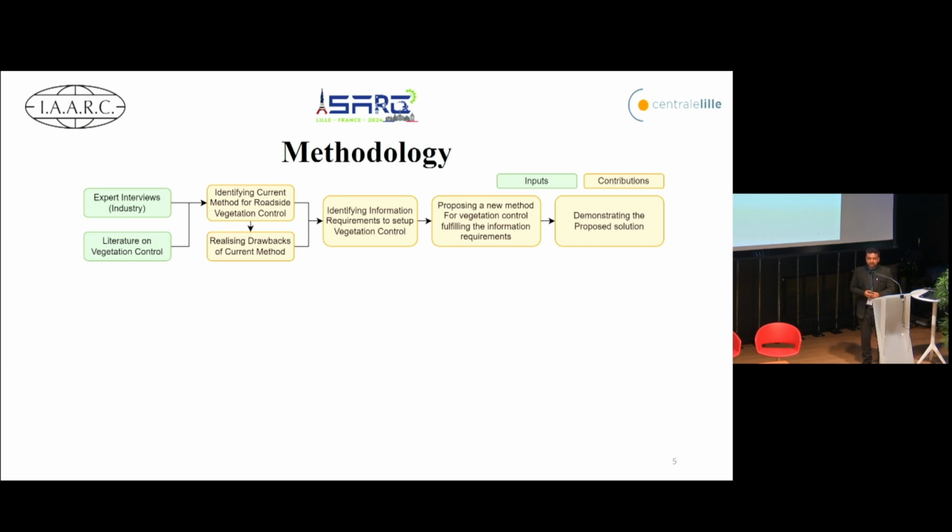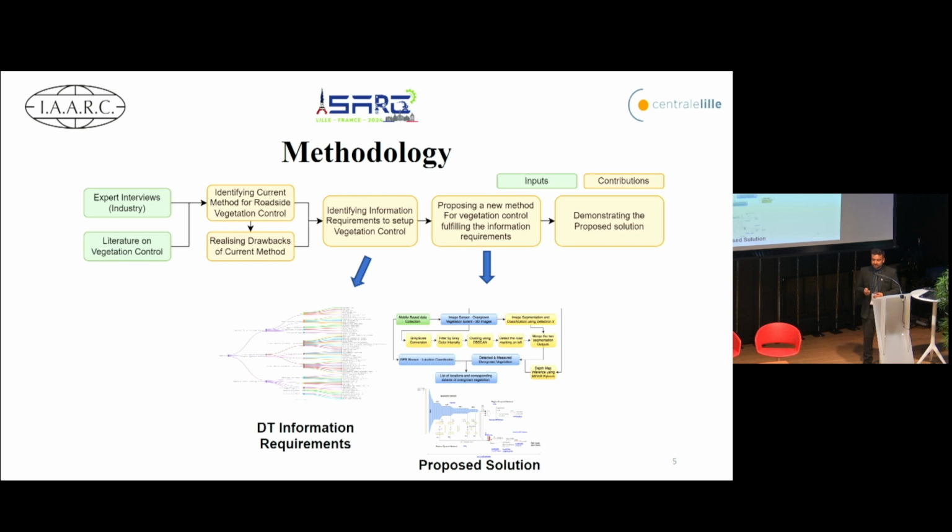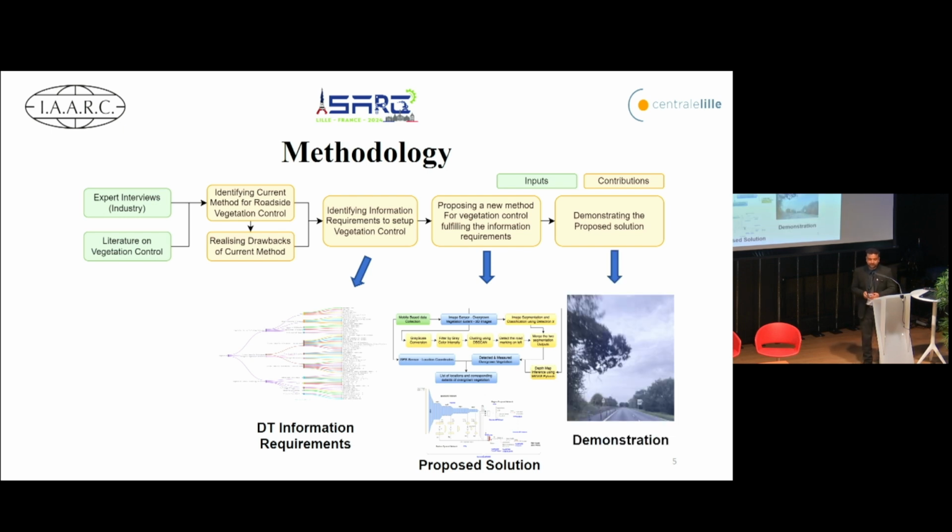The methodology is a mixed methodology. First we had some expert interviews, and we also read literature on overgrown vegetation. We identified the current methods and realized their drawbacks. Then we established information requirements, validated them with the experts, and finally we proposed a new solution for how we can fulfill some of these requirements, and demonstrated the proposed solution. I will be talking about this in a while. So: information requirements first, proposed solution second, and demonstration.